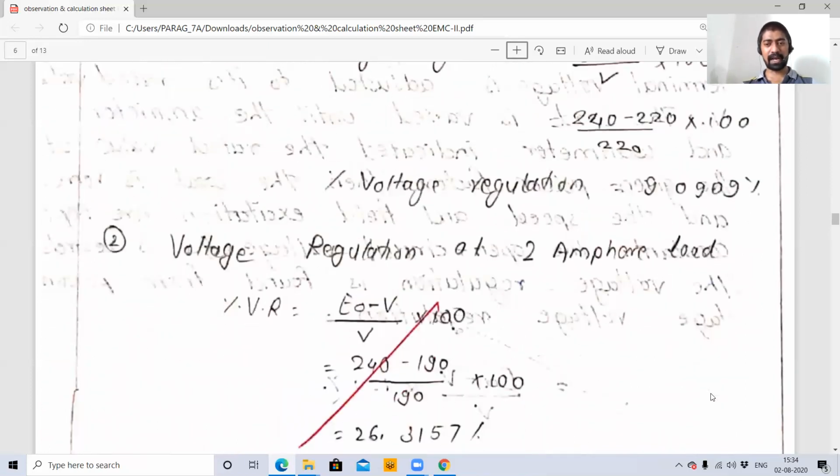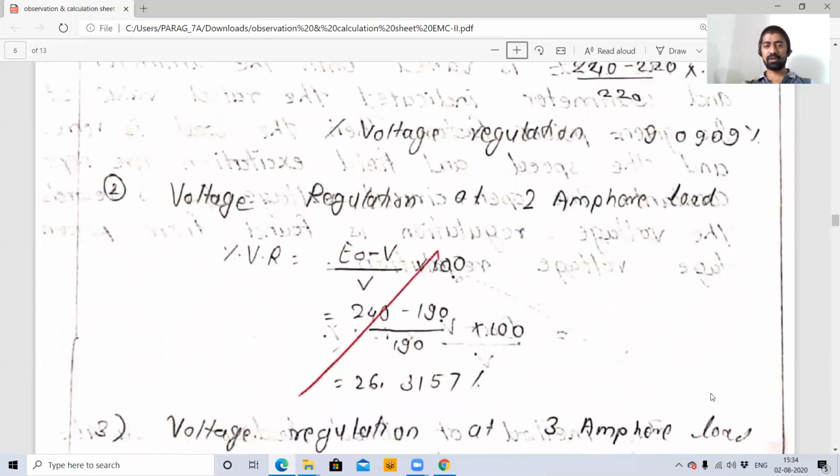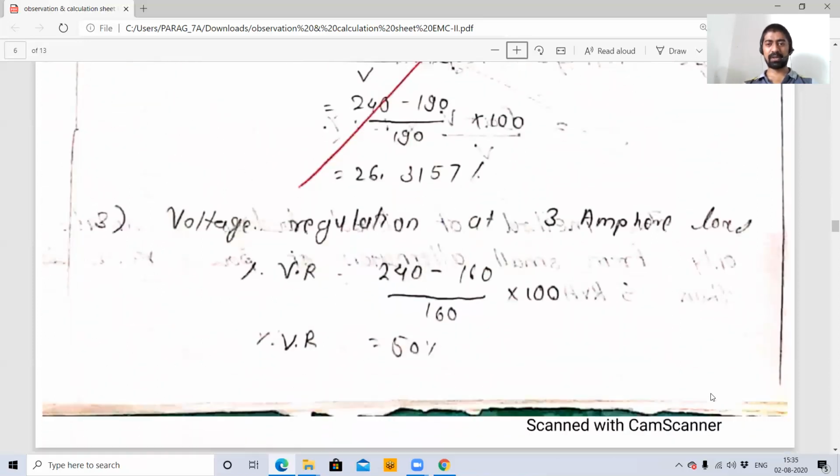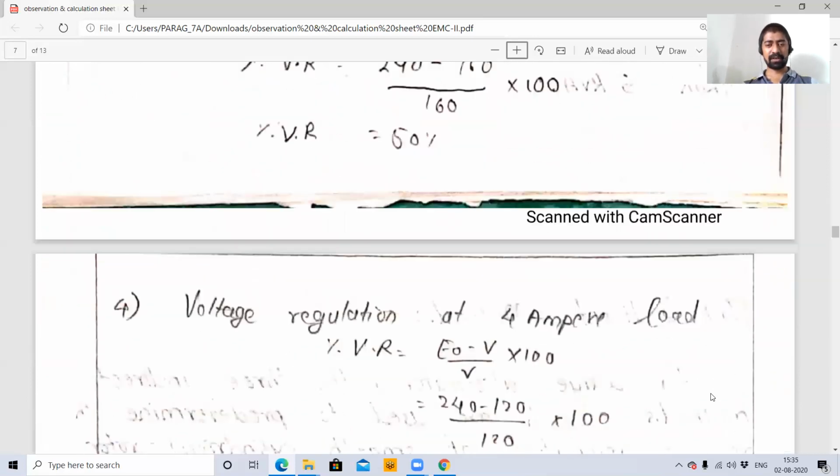Then we calculate at the 2 ampere load. E0 again 240 minus 190, upon 190 into 100, gives 26.31 percent voltage regulation. Then we calculate the voltage regulation at the 3 ampere load. From the observation table, no load voltage is 240 minus the full load voltage at 3 ampere, which is 160, divided by 160 into 100. So 50% voltage regulation.